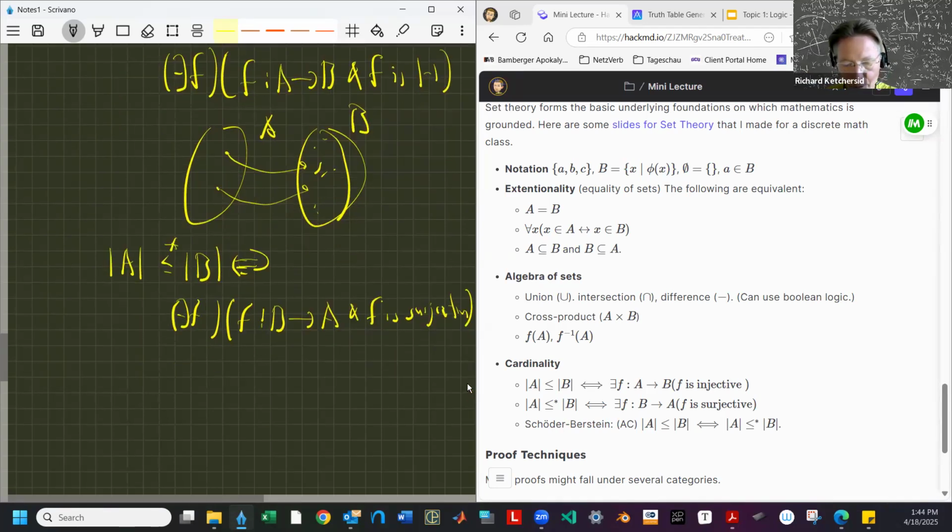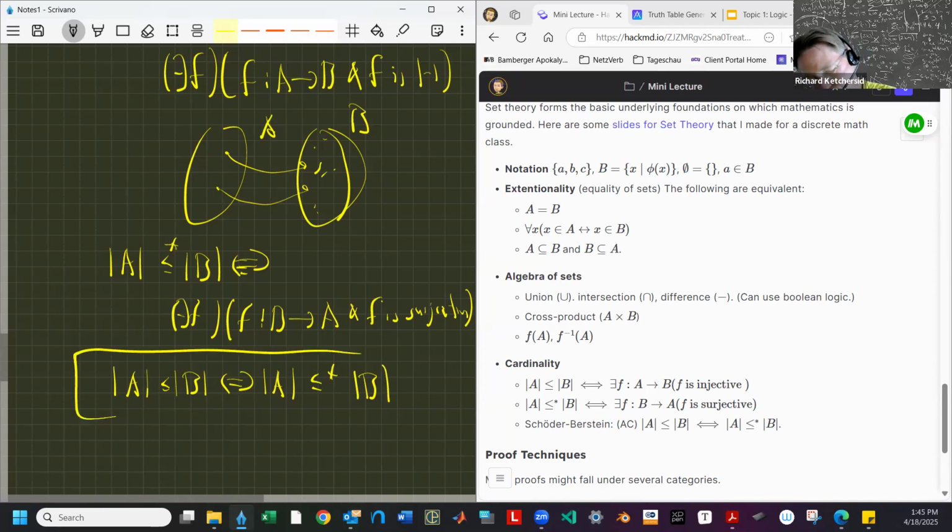Now it's actually true. Here we jump into some higher math. If the axiom of choice holds, whatever that is, then A is less than or equal to B if and only if A is less than or equal to-star B. So they're actually equivalent.